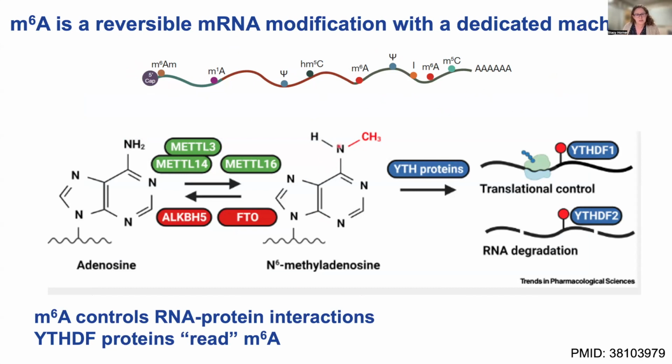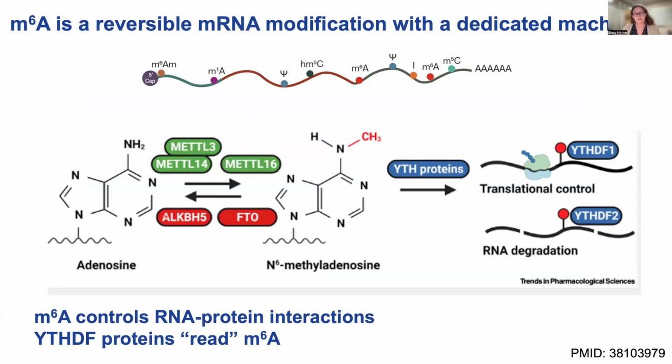So this modification has a machinery that adds it. So an enzymatic complex, METTL3/14 in mRNA, and METTL16 also adds m6A in specific RNA molecules. But typically, when we think about m6A and mRNA, we're thinking about METTL3/14. There are also enzymes that remove the modification.